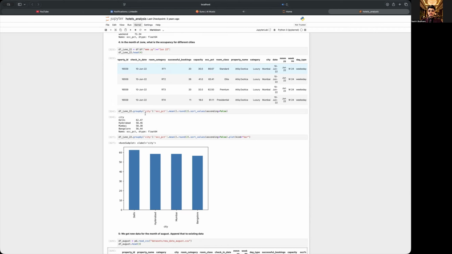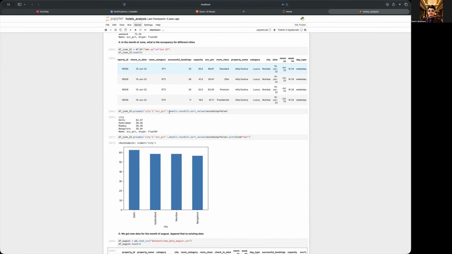So, why do we use occupancy percentage? Because after grouping by city, I select occupancy percentage. This tells pandas which metric I'm interested in. The dataset contains several columns, but our business question is specifically about occupancy percentage, right? Then we do the mean, that is the average.